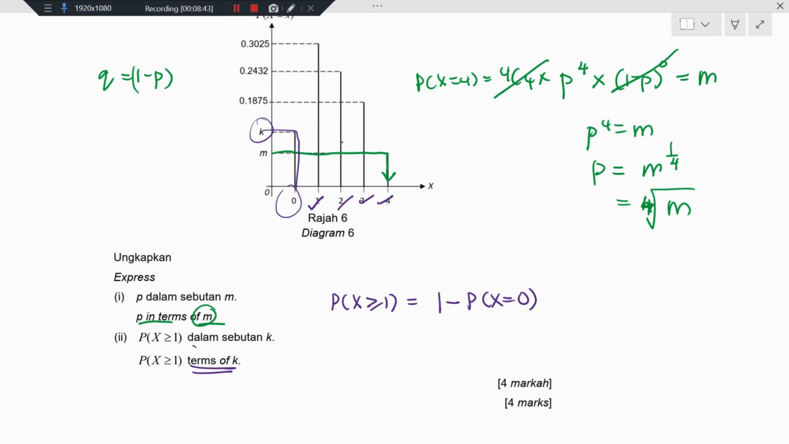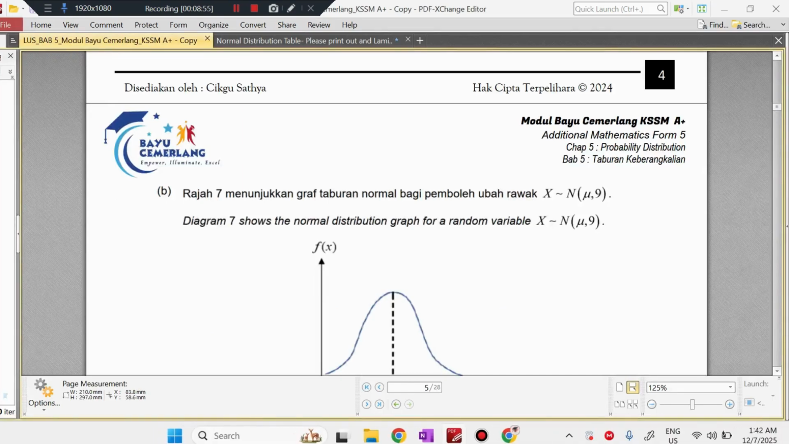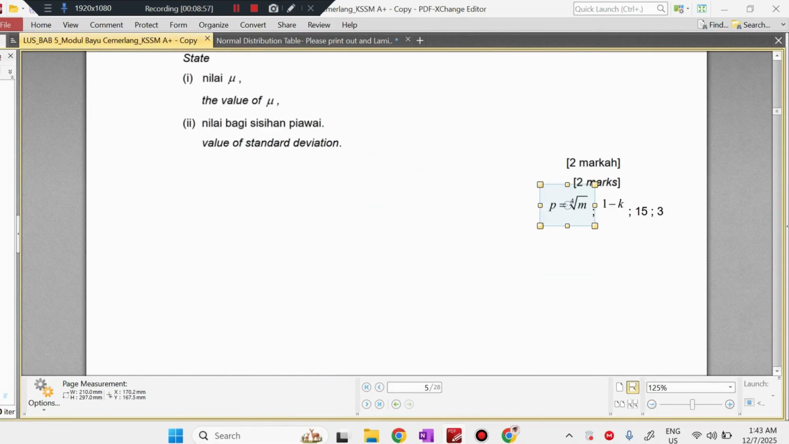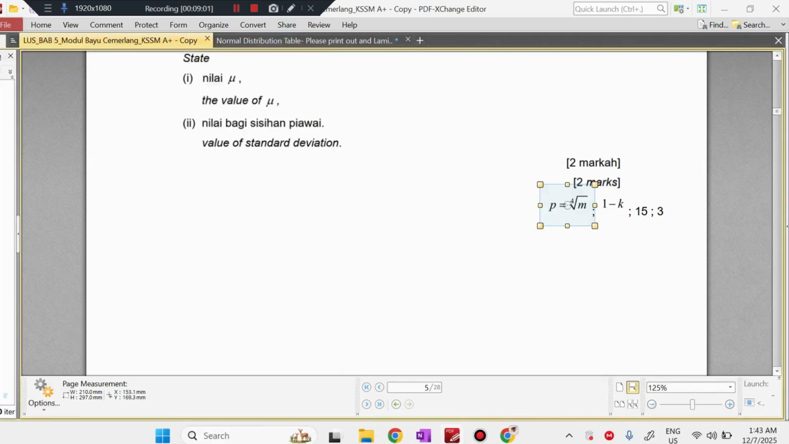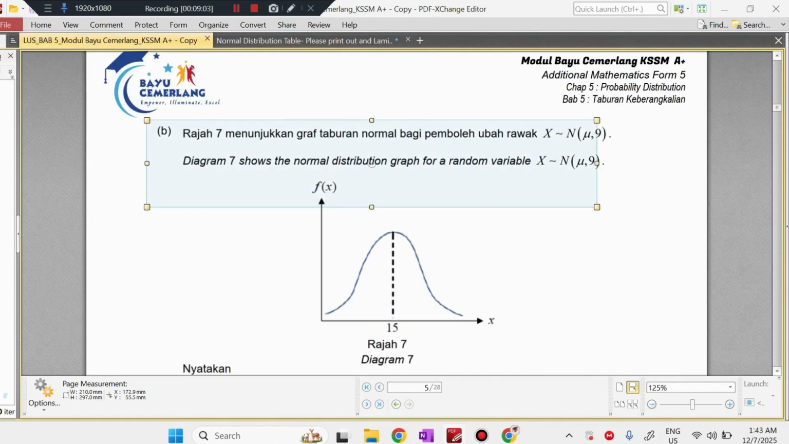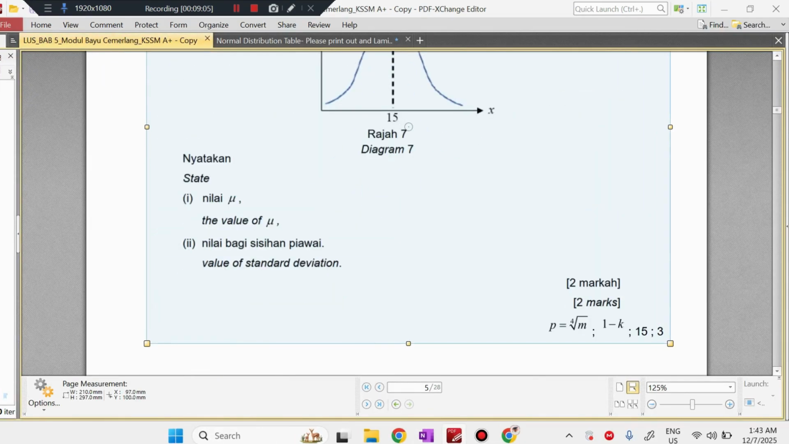So 1 minus probability X equals 0, which is k, right? So 1 minus k. That's it. Bonus question for us. It looks difficult but it is easy. Okay, next.